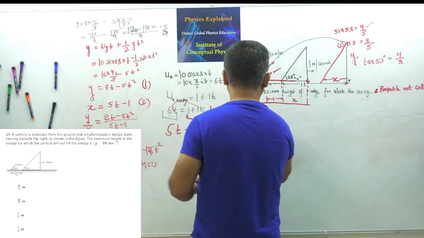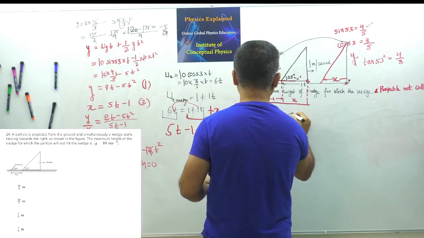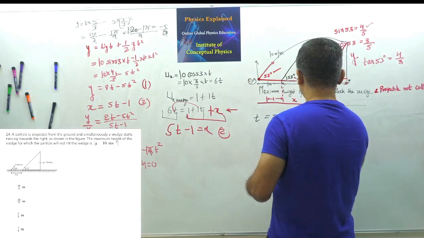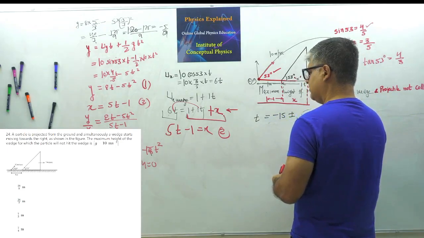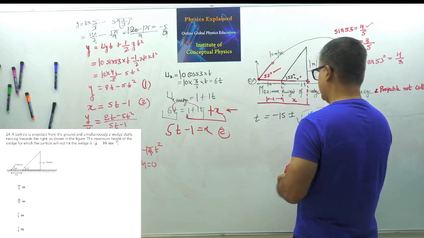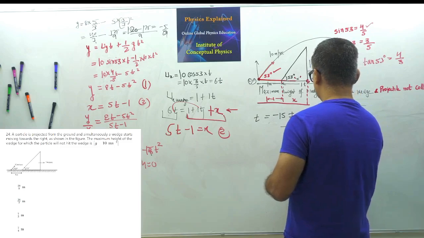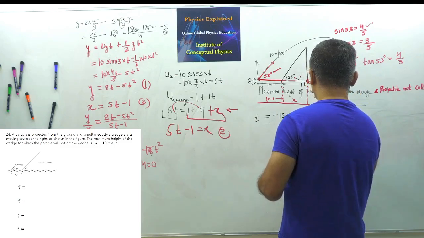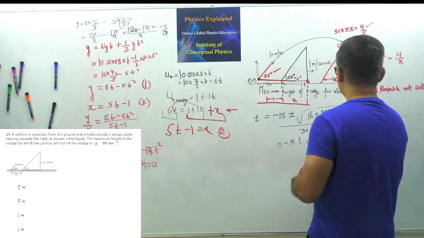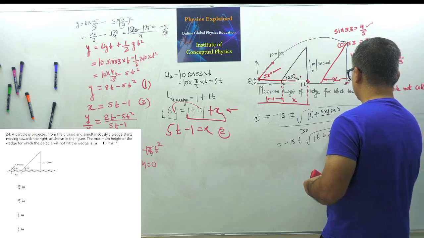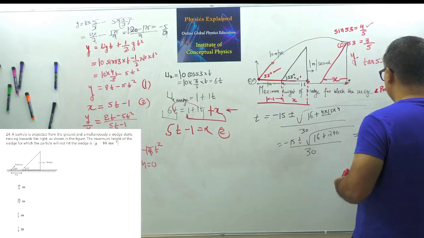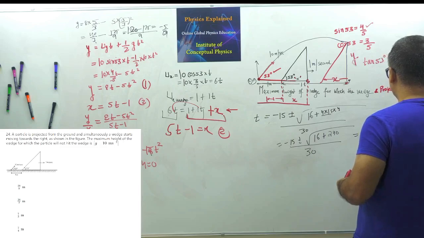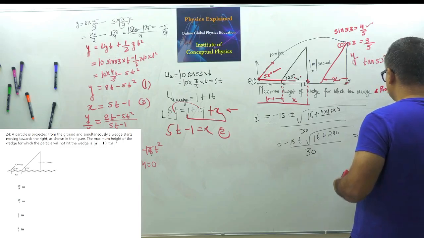So my t will come out to be minus b plus minus under root of b square, so this is 16 minus 4 into 15 into minus 4, divided by 30. This is equal to 4 plus minus under root of 16 plus 240, divided by 30, right? So this will become 4 plus minus under root of 256 divided by 30, is equal to 4 plus minus 16 divided by 30.